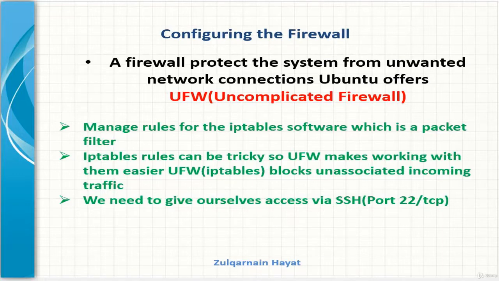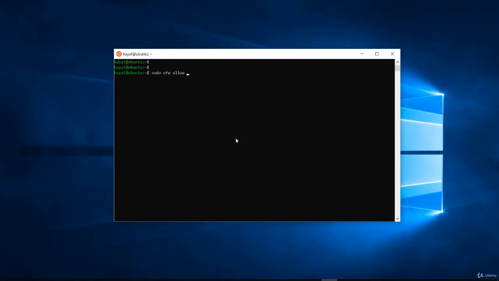By default, UFW blocks any incoming traffic that is not associated with an outgoing request. So in order to not cut off our own access here, we will need to add a rule to allow our access. SSH uses port 22 and the TCP protocol, so to create a rule I will write ufw allow 22/tcp. That lets traffic intended for port 22 through the firewall, so it can be used by the SSH server.